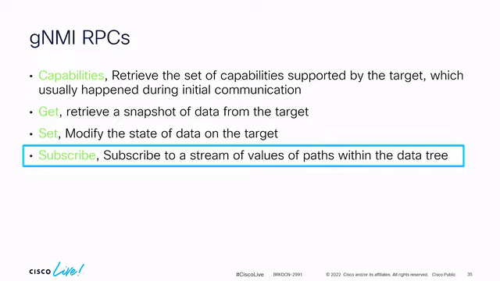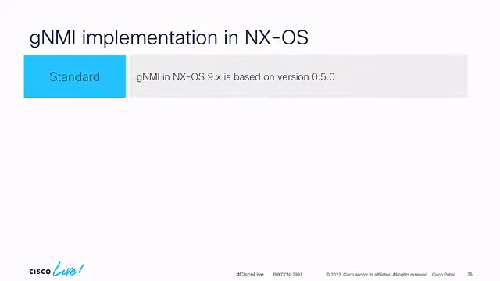But it has some unique RPC which is called subscribe. Subscribe is basically the message that tells the target what information I want, and you need to stream in the information based on the event or based on the sample. So this is a subscribe RPC. This is the one that we are using for gNMI streaming telemetry, dial-in telemetry.